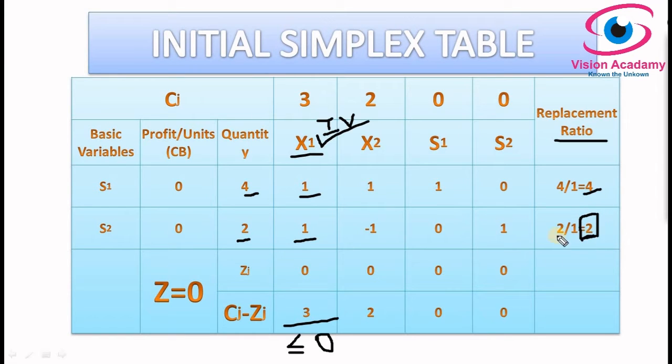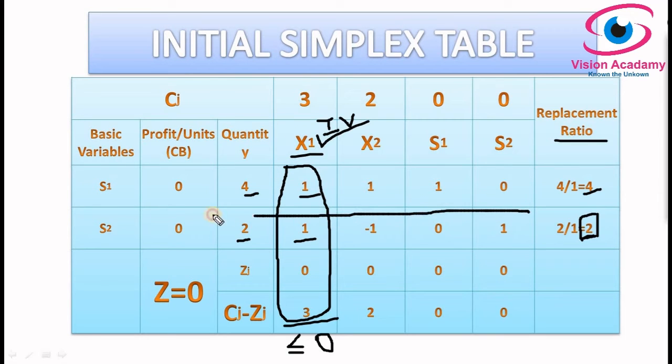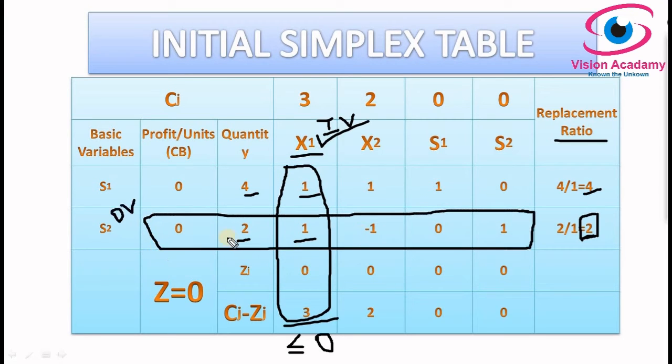So the variable corresponding to this row will be the outgoing variable for the next simplex table. This is the incoming variable. I have just drawn a circle over this, and this is the outgoing variable. So by now we have marked the incoming variable: x1 is the incoming variable and the outgoing variable is S2. We have marked the incoming variable, the outgoing variable, and found the replacement ratio.